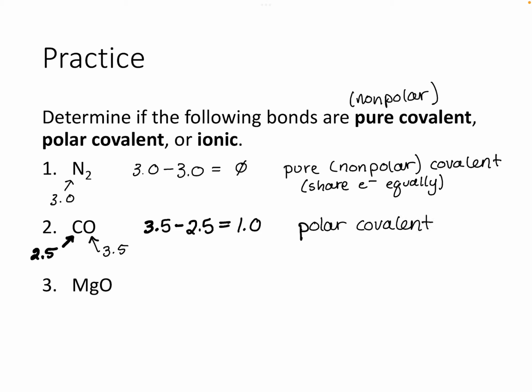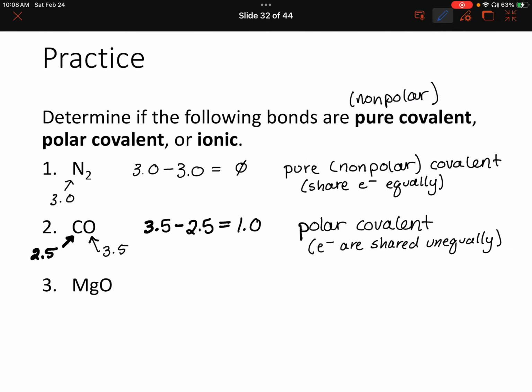So that means that the electrons are shared unequally, or they're not equally shared, however you want to say it. So we could actually draw a little arrow indicating that oxygen likes electrons more than carbon. And we can tell that from the values on the electronegativity chart. So oxygen's value is a little higher, so that means oxygen likes electrons more than carbon.